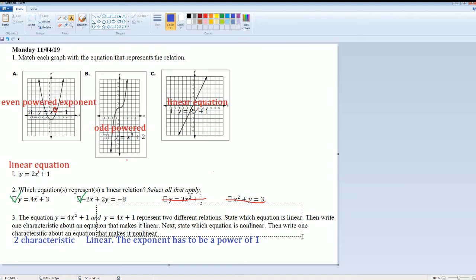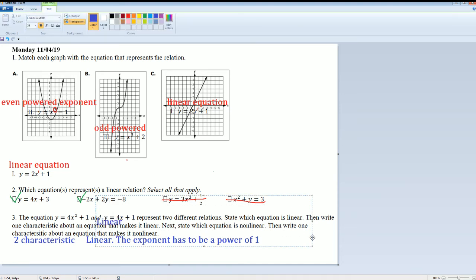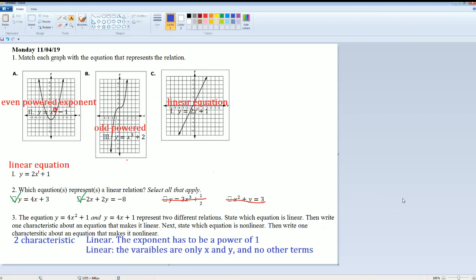And also, for it to be linear, the variables are only x and y and no other terms. Okay? There are no other terms. What I mean by no other terms is x and y aren't together. Okay? So there you go. This was the core concept if you remember it. This is all your homework solution for Monday, November the 4th.